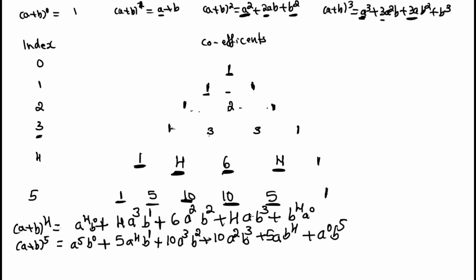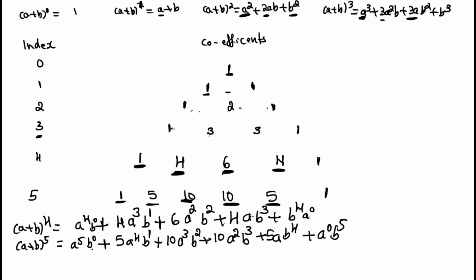1, 2, 3, 4, 5, 6. Okay, index 5 means the total number of terms is 1 more than the index. So you will get 6 terms. Okay, and see again this expression holds for all three conditions. See, the power of a decreases by 1 as we move from left side to right side, and the power of b increases by 1 again as we move from left side to right side.